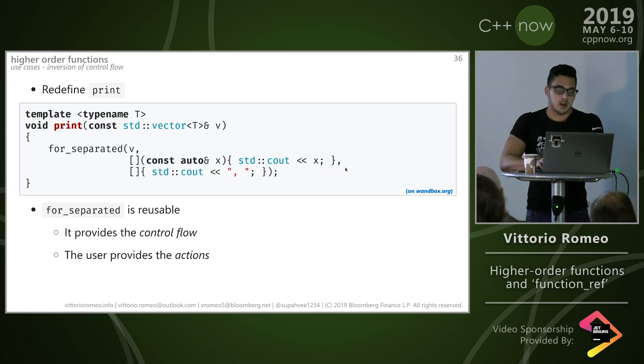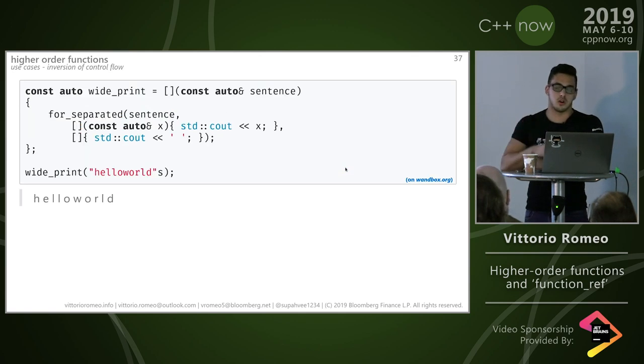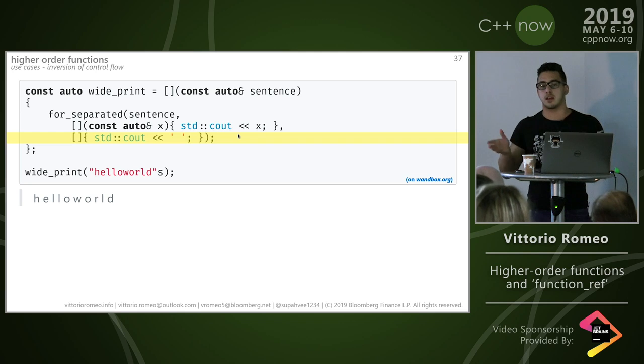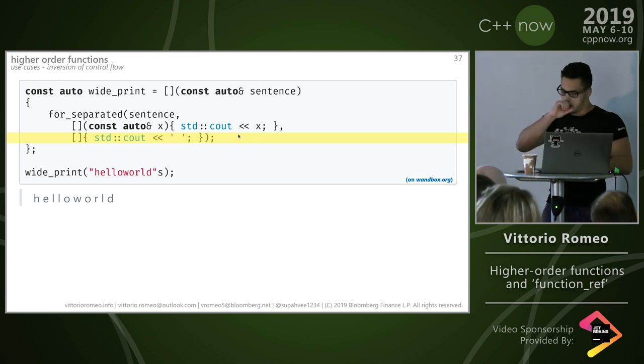As an example, if you're writing some sort of command line application and you want to make some text more emphasized or explicit, what you can do is define this wide_print function that, given a string, prints it out to the console with a space in between. So one way you can do that, you simply call for_separated with your print action, and instead of putting a comma, you just put a space between all the elements.